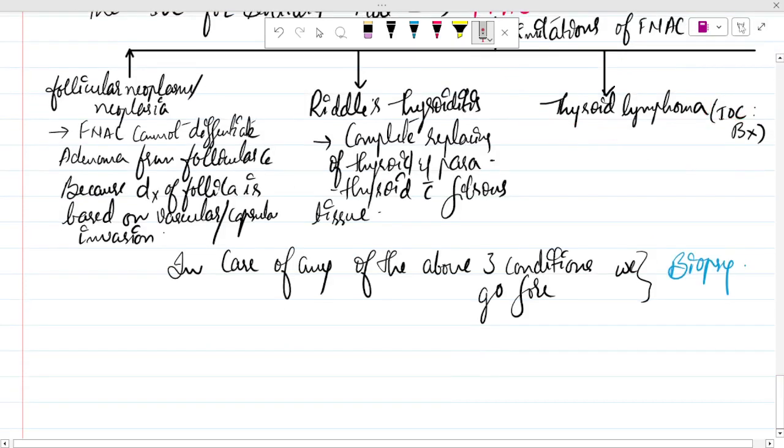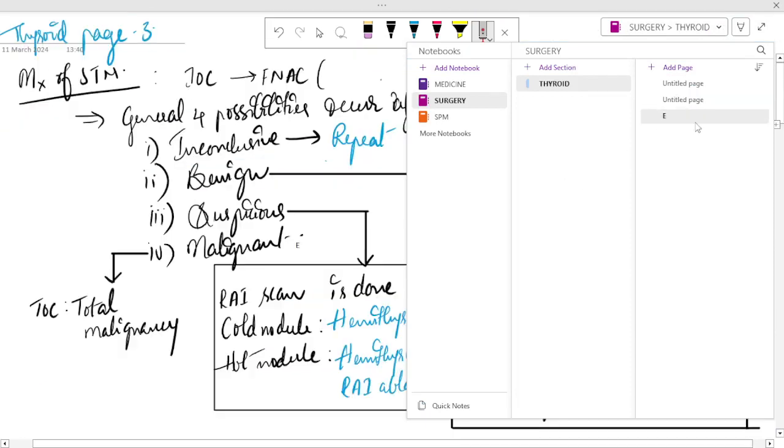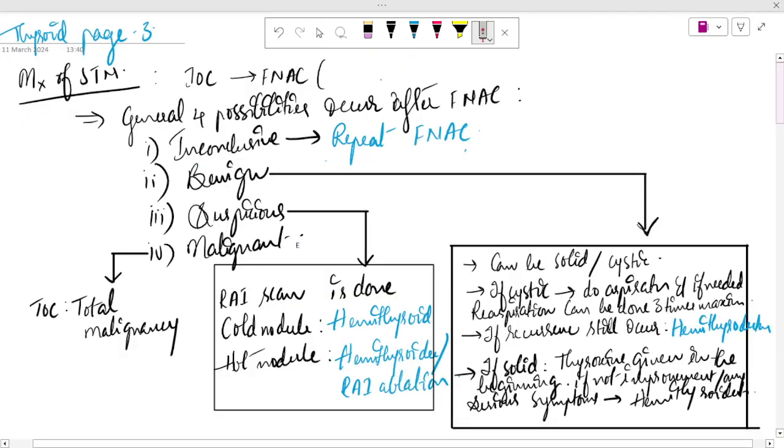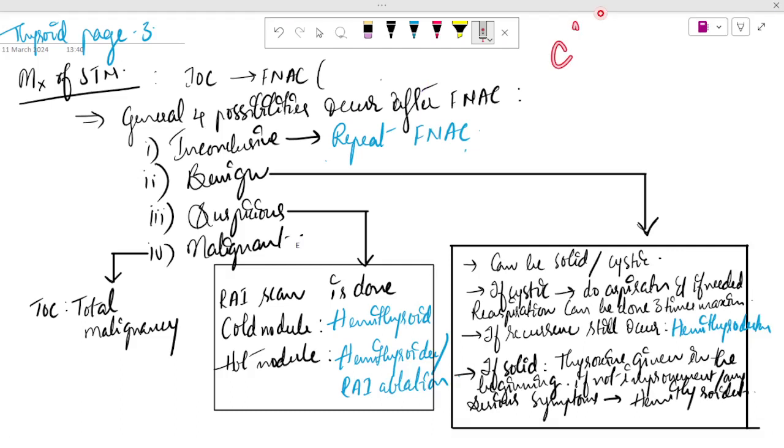Okay. So we'll get on with the rest of the things. I think until here it's clear for you, right? There is no doubt. Okay. Until here it's clear for you. Now we will discuss the clinical features and the investigative procedures for solitary nodule. Now we will discuss the management of solitary thyroid nodule.